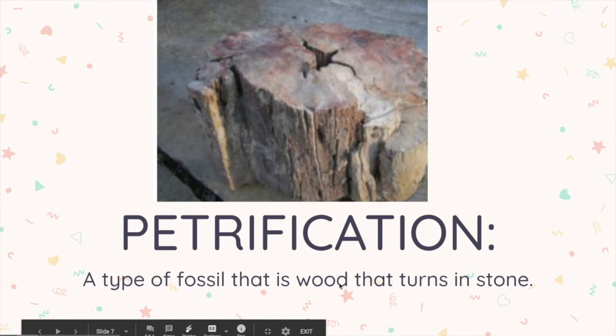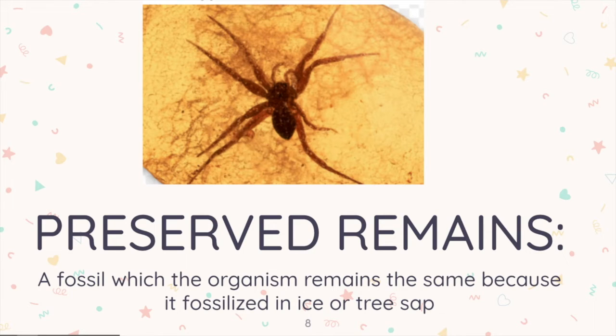Another type of fossil is petrification. Petrification is the type of fossil that is wood that turns into stone over many, many years. Next type of fossil is a preserved remain. A preserved remain is a fossil in which the organism remains the same because it becomes a fossil in material like ice or tree sap. Preserved remains capture the exact type of organism.